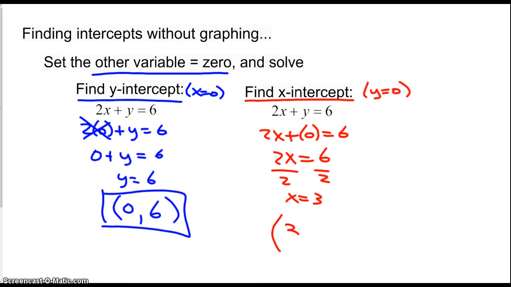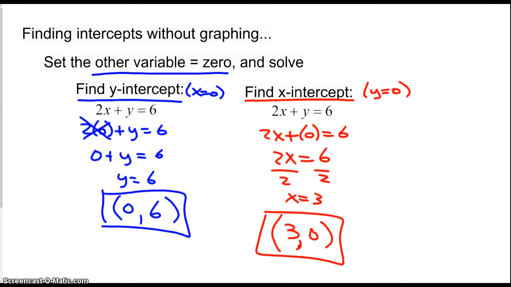And so that means when x is 3, y is 0, right? So there's always a 0 for one of the two things. For the x-intercept, the y is 0, and for the y-intercept, the x is 0. So that's how we could find them without graphing, much faster. If we just need to know the intercepts, we can just plug in 0 for the other value.